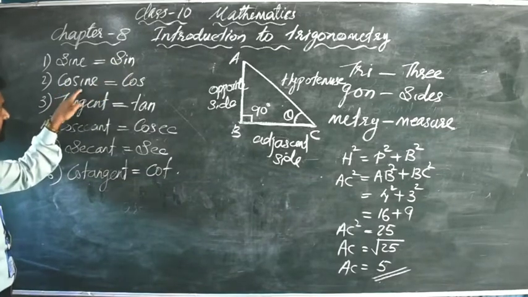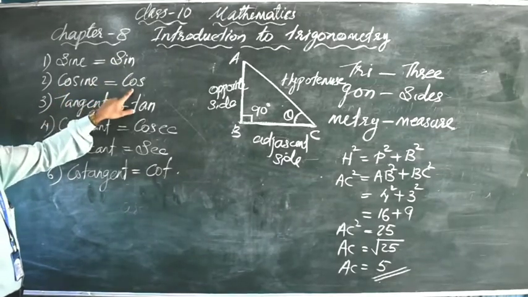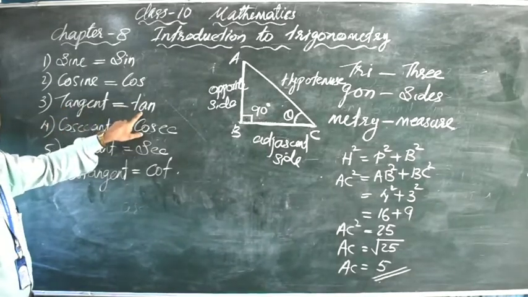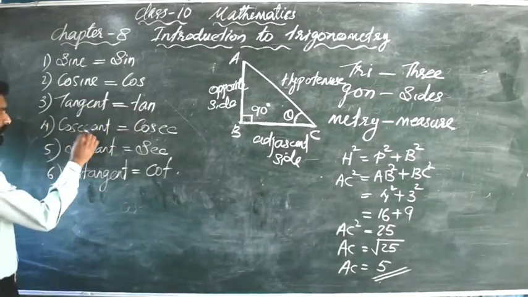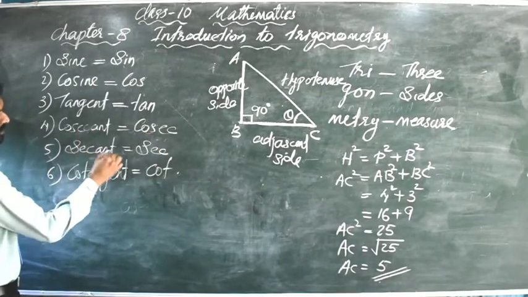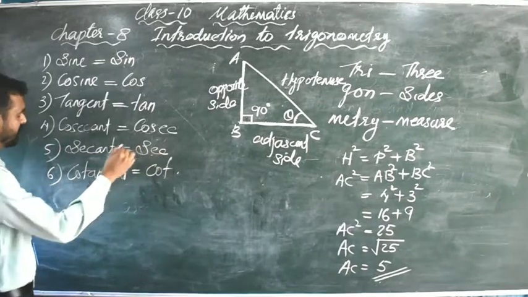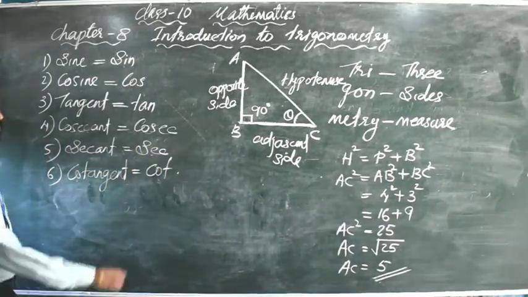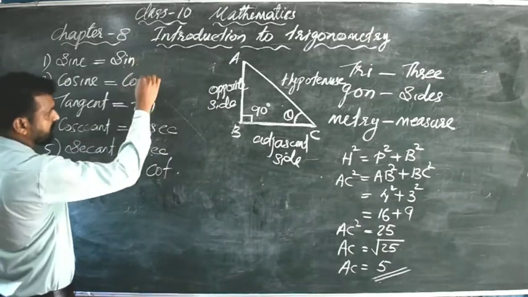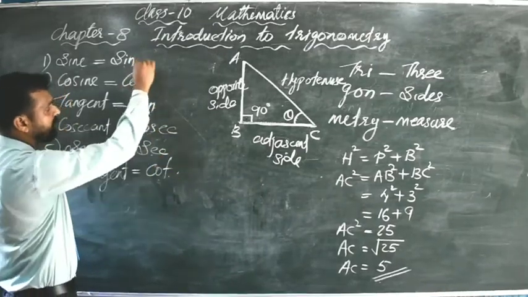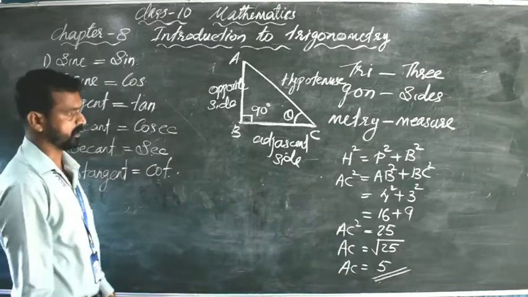Second one is cosine, its short form is cos. Third one is tangent, its short form is tan. Fourth one is cosecant and its short form is cosec. Fifth one is secant and its short form is sec. Sixth one is cotangent and its short form is cot. So sin, cos, tan, cosec, sec and cot. These are the 6 trigonometric ratios.